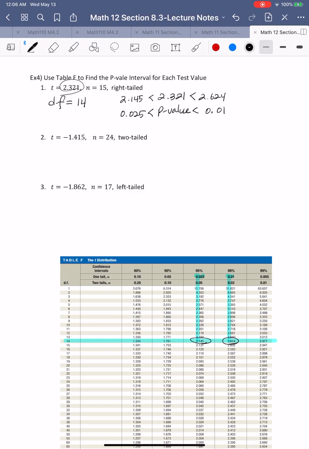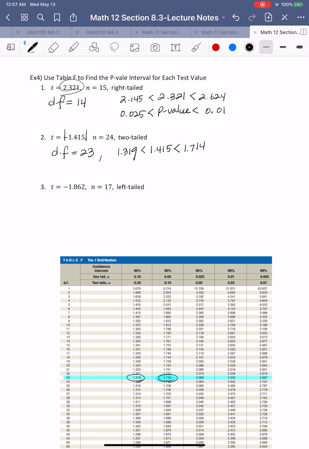All right, next one. T equal to negative 1.415, n equal to 24. So degree of freedom is going to be 23 with a two tail. Okay, so let me actually erase it. All right, so next one. Now, there's no negative, so we just consider this as the positive, okay? So I'm looking at the degree of freedom 23, which is right here, okay? And then I'm looking for the two numbers that include 1.415. So I see these two numbers. So I know that 1.415 is between 1.319 and 1.714. But this is actually the negative.